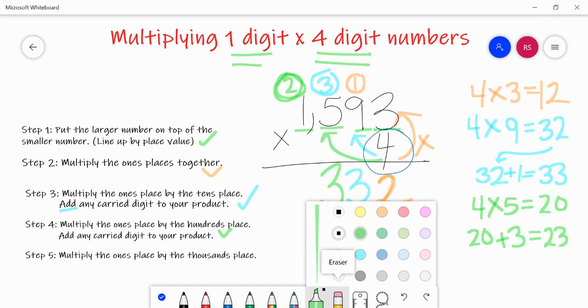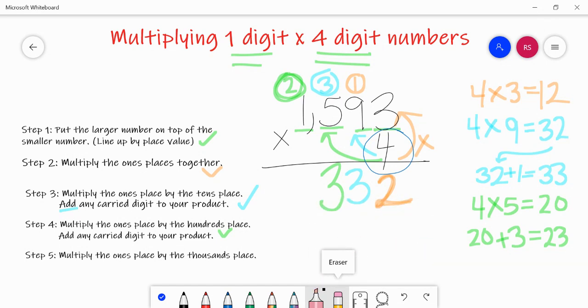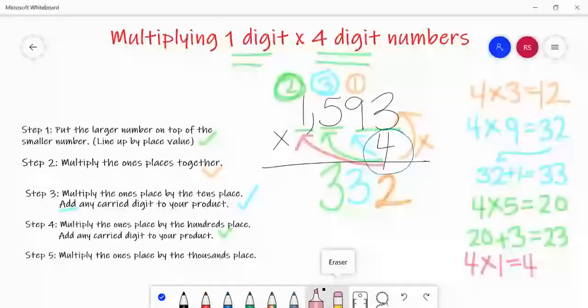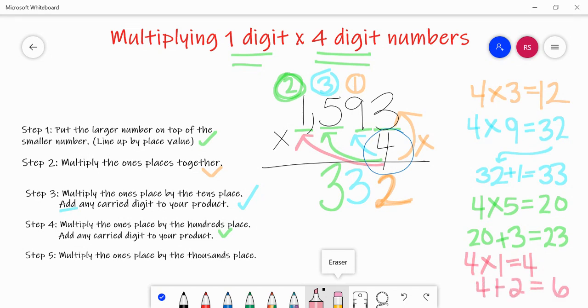All right, and our last step that we need to do is we need to multiply the 4 by the thousands place. So 4 times 1 is 4. But don't forget, we have to add the 2 that we carried over. So 4 plus 2 more is equal to 6. Bring the 6 down. Fill in where your comma should go, right after the thousands, in between the hundreds and the thousands, and your product is 6,332.